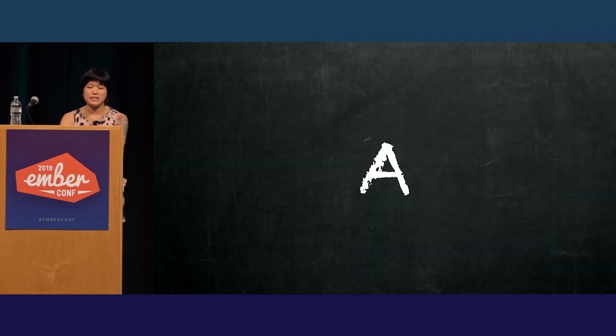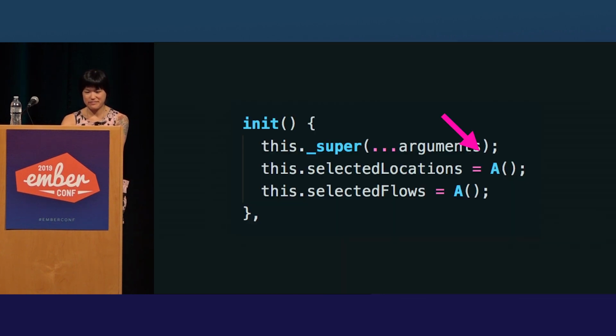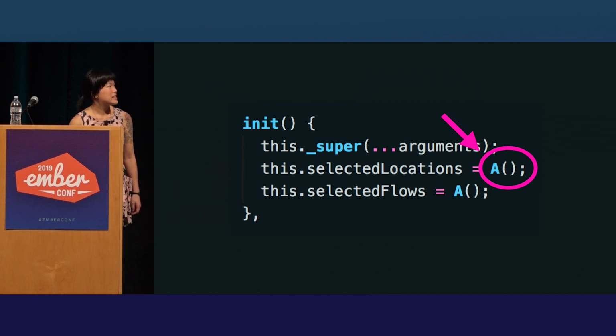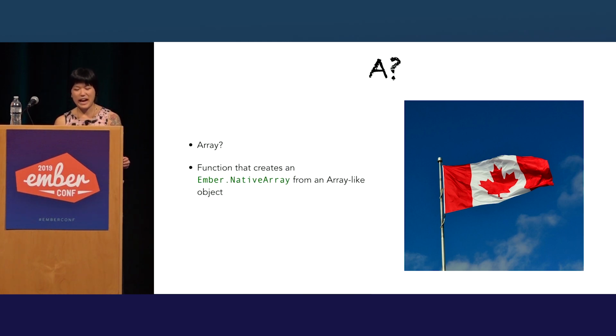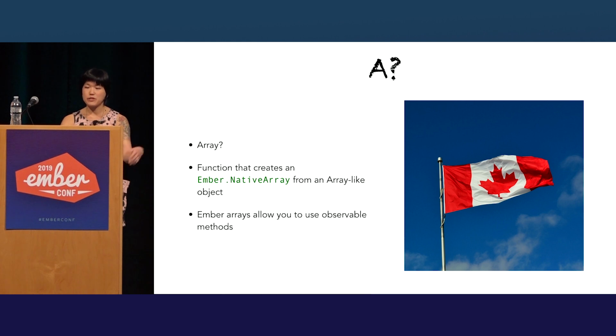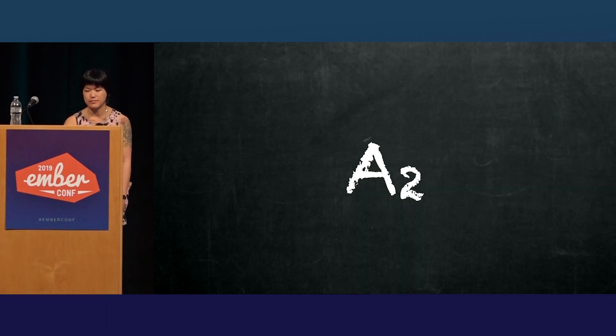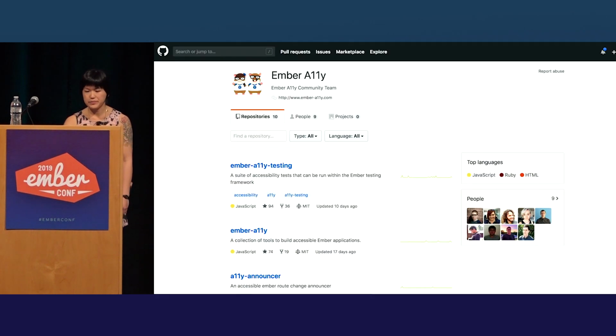We're going to get into the ABCs, and I feel like you guys can guess what's coming up with letter A. What is that thing? Is it an array? Someone told me it was an array. But actually, no, it's a function that creates a native Ember array from an array-like object. And Ember arrays are great because they allow you to use observable methods. And I also have an A2.